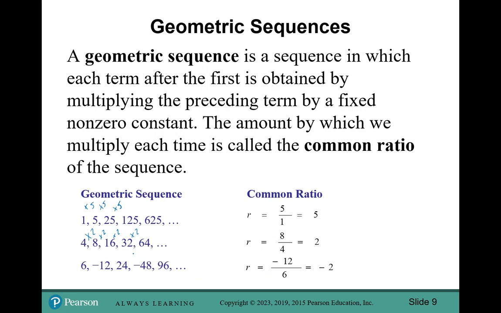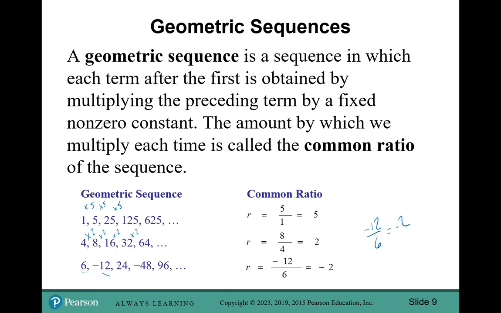We can do the same thing here. Instead of trying to think through what's going on, you could simply find the ratio by putting the second term over the first term if it's a geometric sequence. So we're putting -12 over 6. That reduces to -2. So I'm multiplying 6 times -2. That's -12.